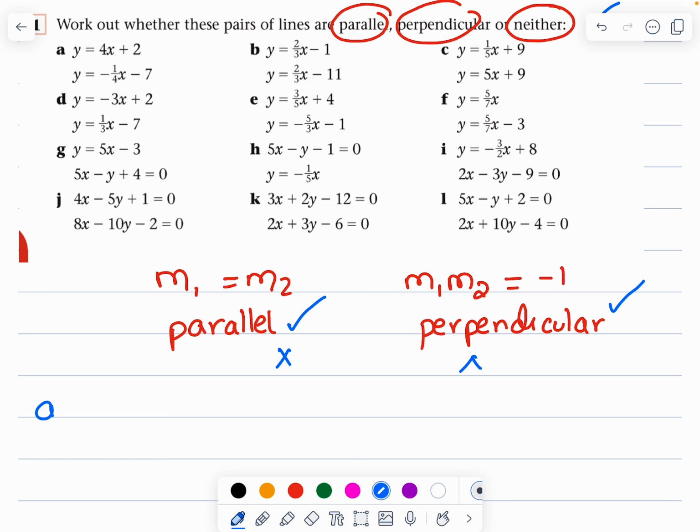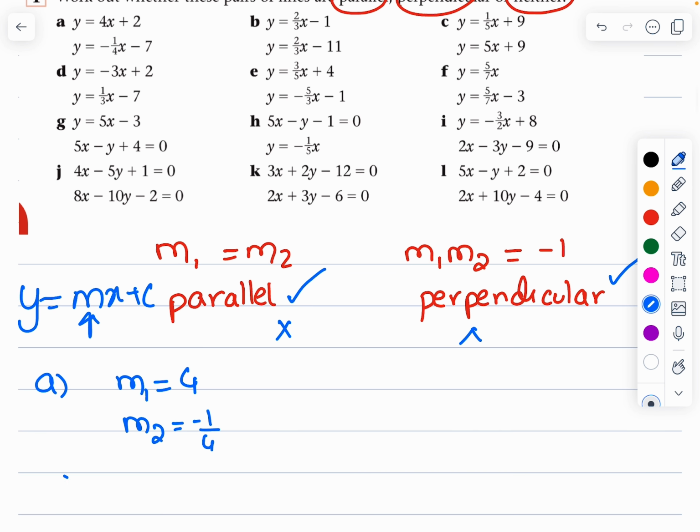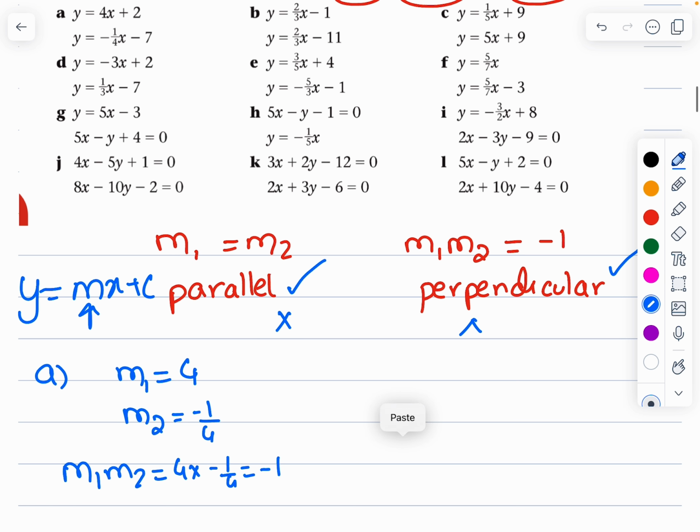So for the first part, part A, the gradient of the first line is 4. Always compare with y equals mx plus c. m is going to be the gradient. The gradient of the first line is 4 and the gradient of the second line is -1 upon 4. When I multiply m1 times m2, it's 4 times -1 upon 4, which is -1. So therefore they are perpendicular.